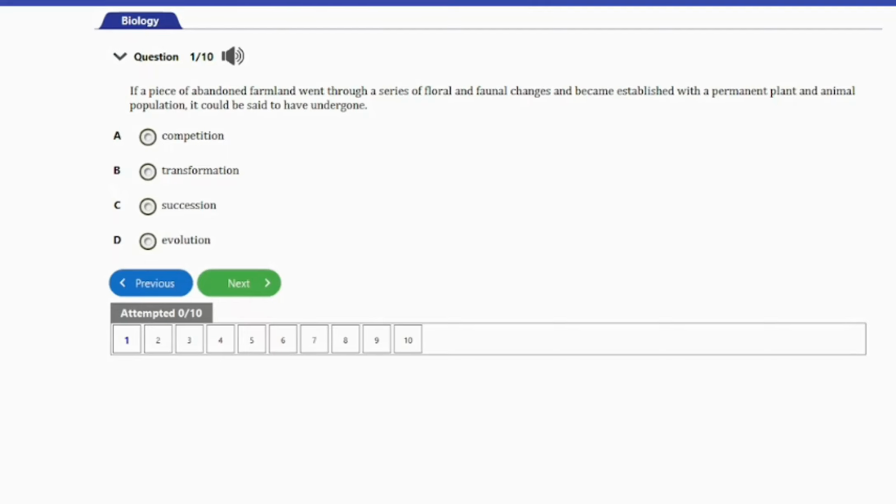It says, if a piece of abandoned farmland went through a series of floral and faunal changes and became established with a permanent plant and animal population, it could be said to have undergone A. Competition, B. Transformation, C. Succession, D. Evolution. So guys, the answer to this question is option C here, and that's succession. So that's it for that question. Let's go ahead and consider the next question.